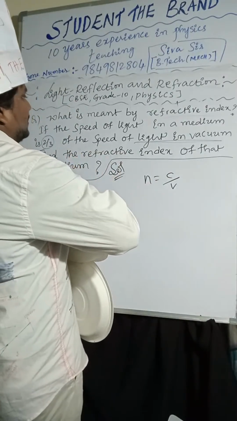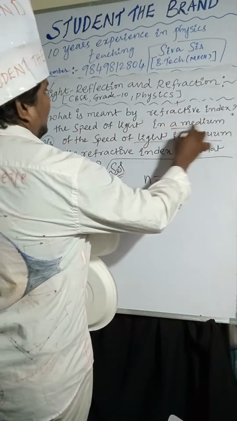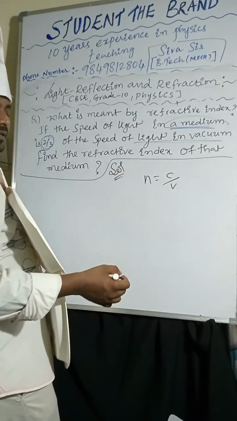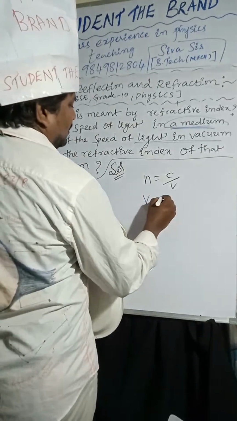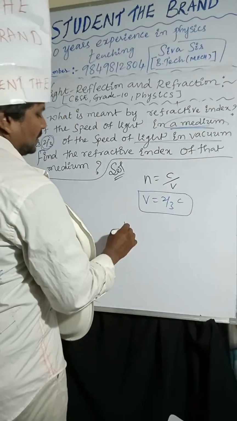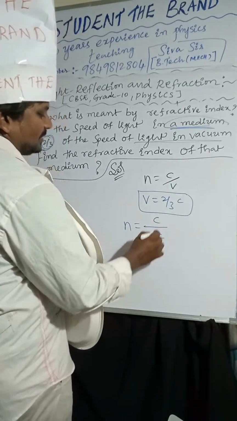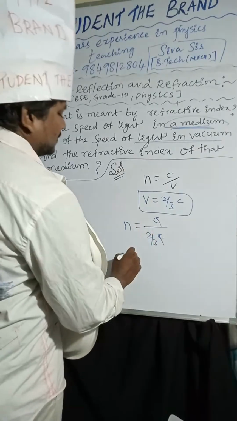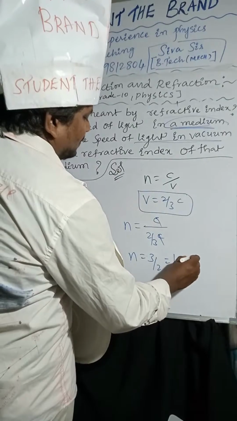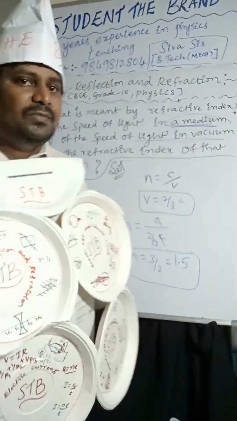So they mentioned that the speed of light in the medium is 2 by 3 of the speed of light in vacuum. So V equal to 2 by 3 of C. So n equal to C by (2 by 3 into C). So C gets cancelled, and n equal to 3 by 2, that is nothing but 1.5. So the refractive index value is 1.5.